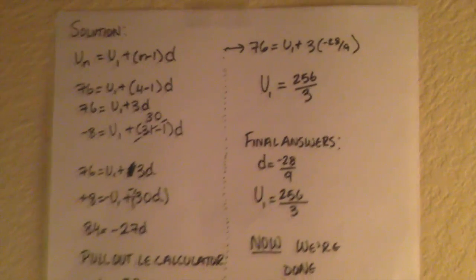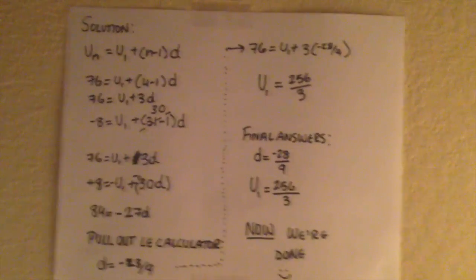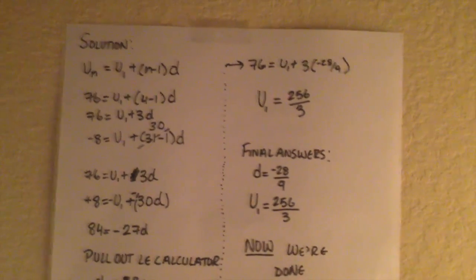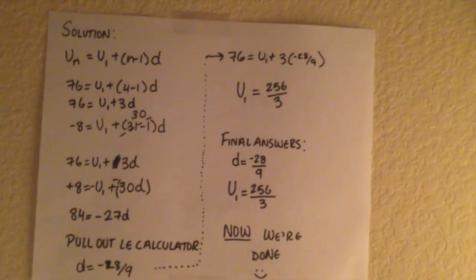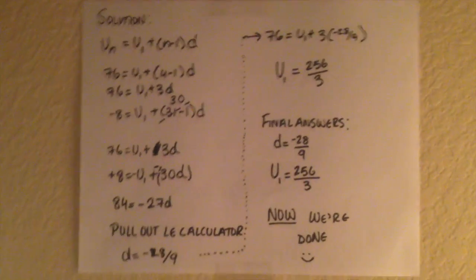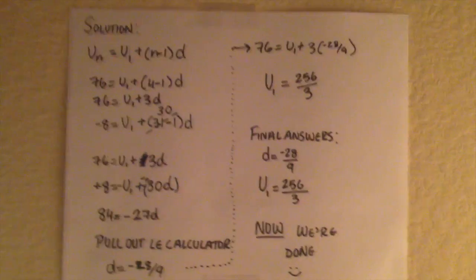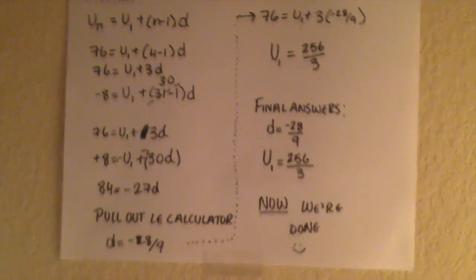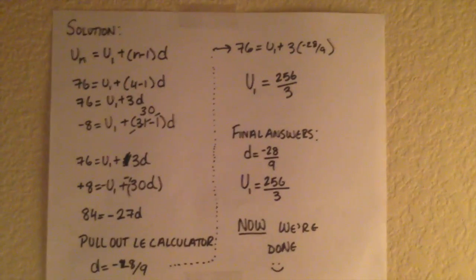Alright, so here is how you solve it. You plug in all your missing variables. In this case you don't have u1, so like I was mentioning earlier, you're going to have to use some algebra. In this case you were given u4 is 76 and u31 is negative 8. You're going to have to use systems of equations to solve this.